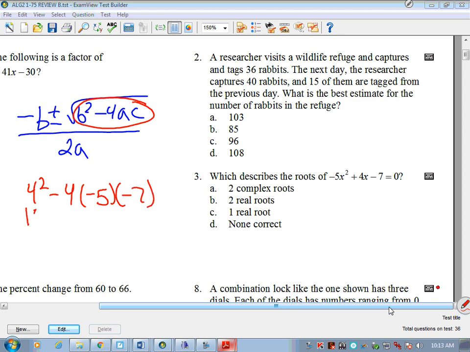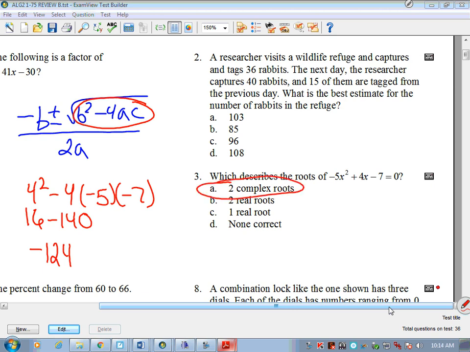I got 4 squared, which is 16. I've got negative 4 times negative 5, which is positive 20. Positive 20 times negative 7 is probably negative 140, right? Negative 140. I got 16 minus 140, which is going to give me a negative answer, right? What's that going to be? Negative 124? Something like that. Does anybody know, in a discriminant, if I get a negative answer, what kind of answers and how many of them am I going to get? What's that? 2 what? 2 complex.